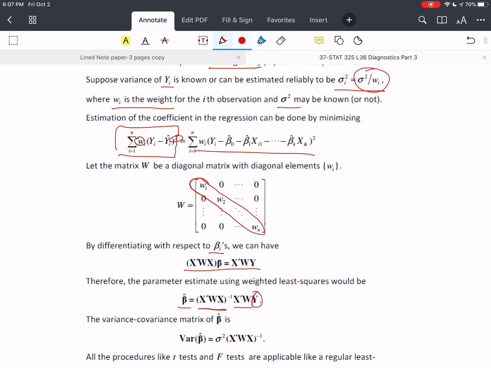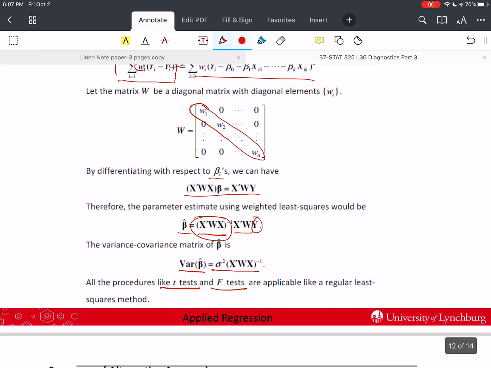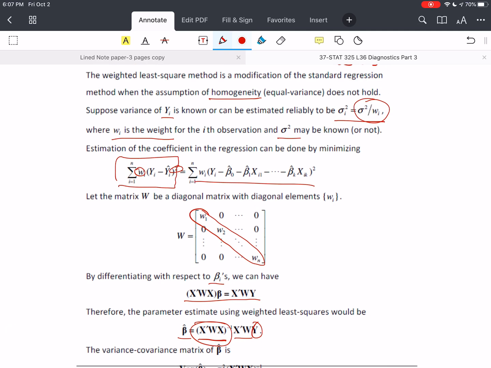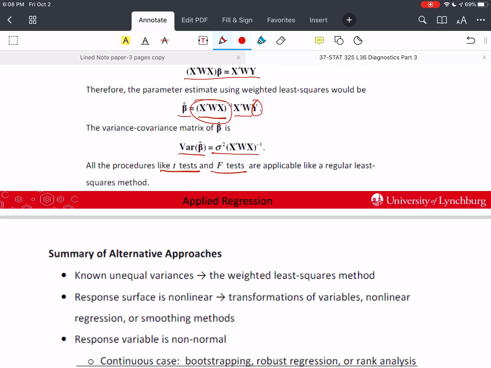So the variance-covariance matrix of beta hat, we can find. If we had been looking at the matrix representations this whole time, it would be fairly obvious that this is sigma squared times the matrix out in front. So we get sigma squared, and then X prime W X quantity inverse. And so the t-test and the F-test still apply just like the regular least squares method. So this is one of the ways, by applying these weights, that we can correct for variance violations. They call this a simple solution, but figuring out what the weight should be is sometimes a lot of trial and error or experience working with these types of violations.